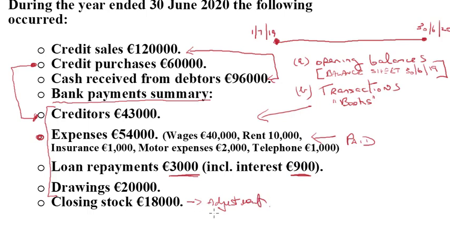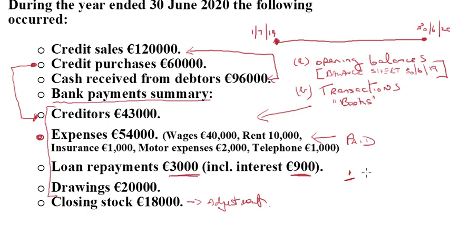Okay, so there are the transactions during the year, and now we'll have a look and see what the opening balances were. Now remember the purpose of all of this, why we're doing these accounts. We want to find out a number of things. I'll just put down here what these things are.